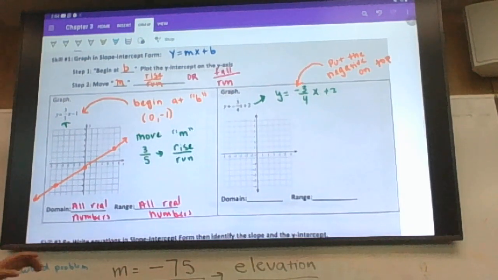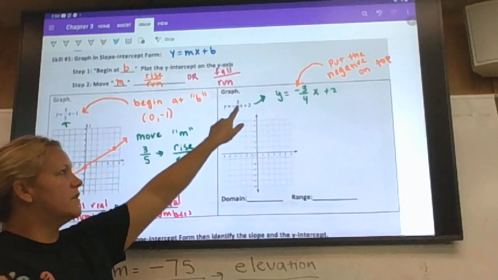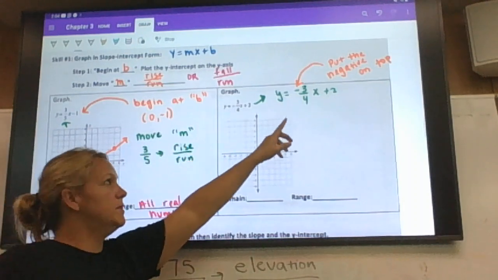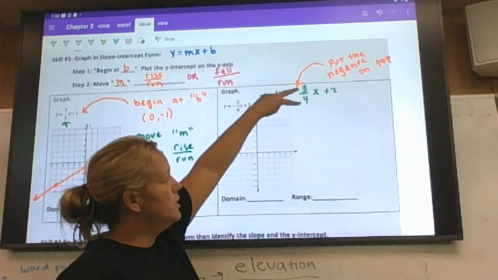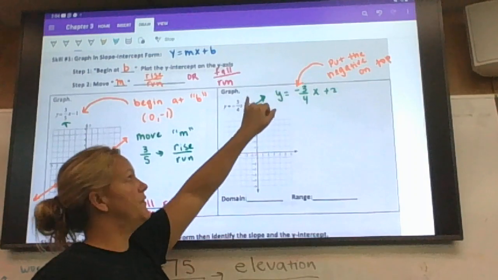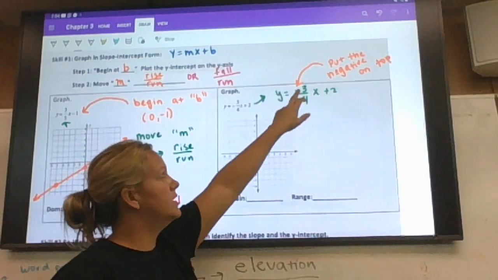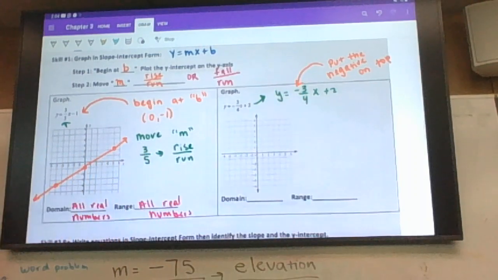So sometimes it's confusing when the negative is in the middle of the fraction bar. So I will always write my negative on top. The negative in the middle, you have to be sure you don't make them both negative. So if there's a negative in front of m, I put it on top, so I don't question where it goes. Step 1 is to begin at b. And here b is 2. So I put my dot on 2.